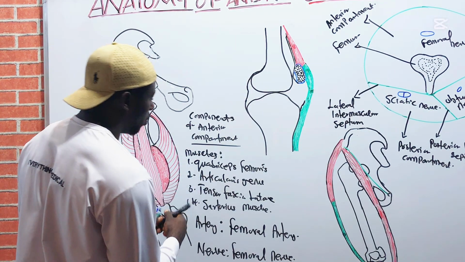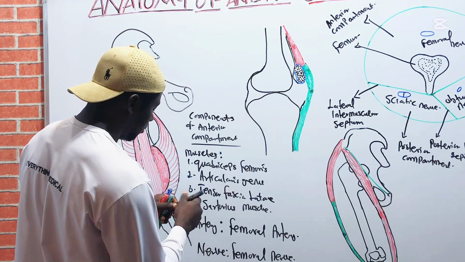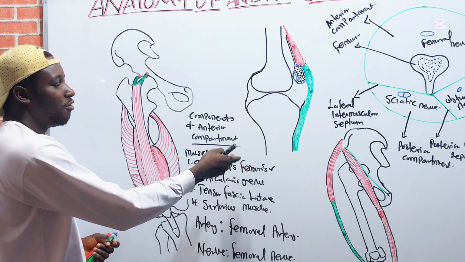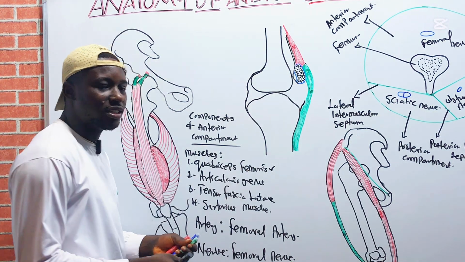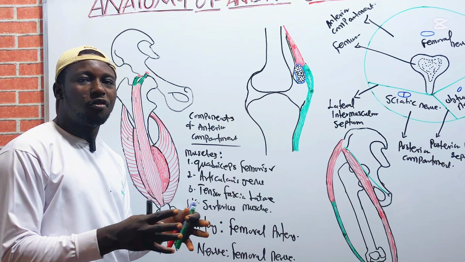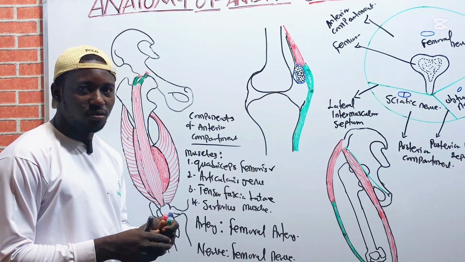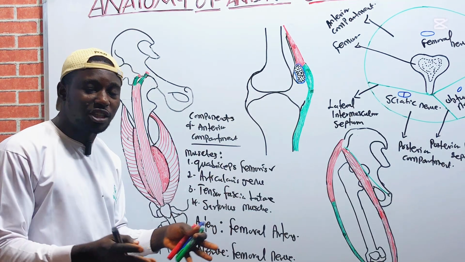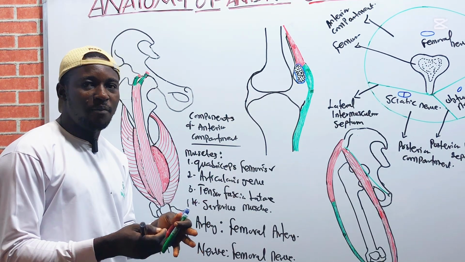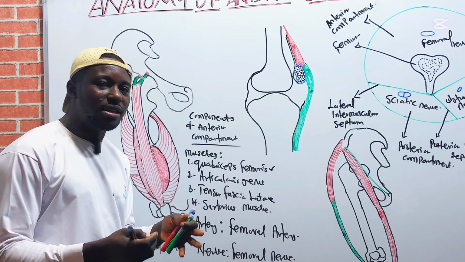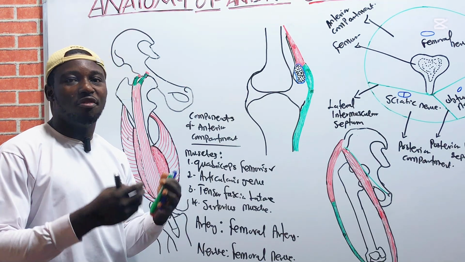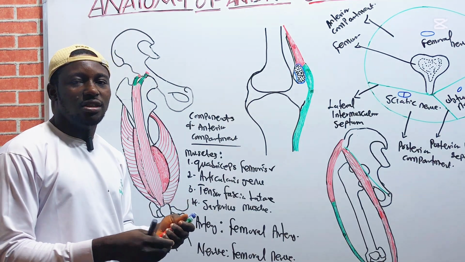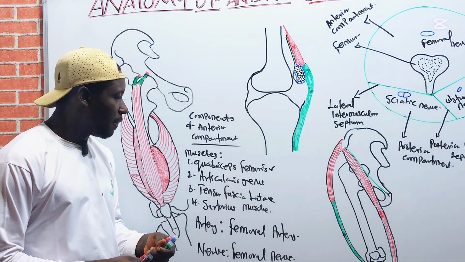Okay, let's start with the quadriceps femoris. The quadriceps femoris muscle is a group of 4 individual muscles because they have different origins, that is the proximal attachment, but the same insertion, which is the distal attachment, because they form a quadriceps femoris tendon to be attached or inserted into the base of the patella.